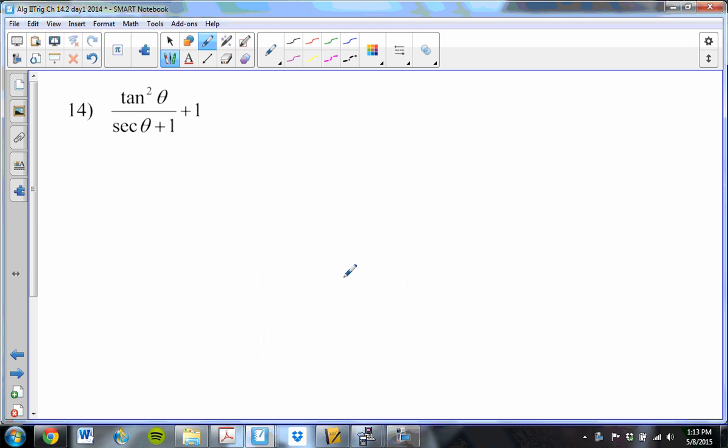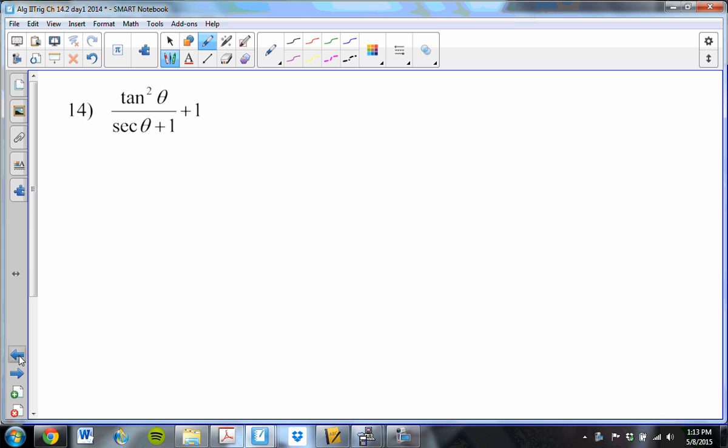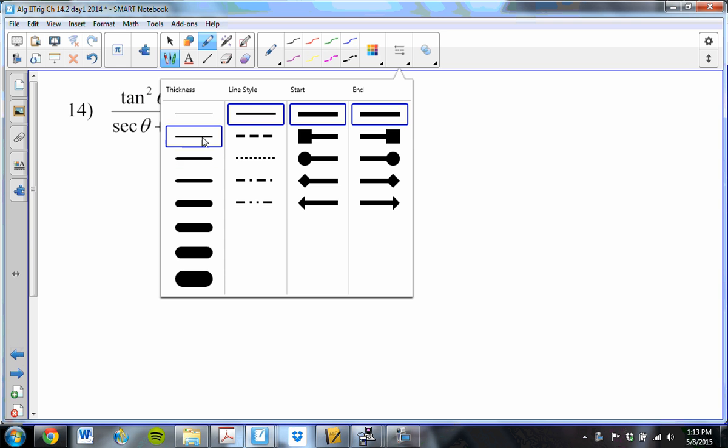It's going to be a section on 14.2. I actually want to start, though, with one of the problems you had in your previous assignment. This is problem 14 from the worksheet that we went over.